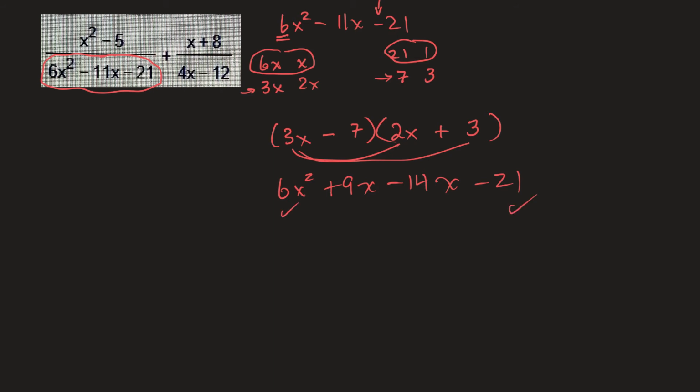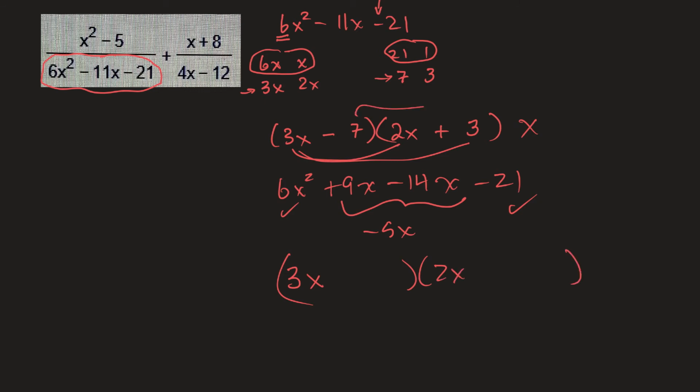I always know I'm going to get the first and last term. It's just these two here where I have to worry about it. So 9 take away 14 is a minus 5x, which is not the 11x. Therefore, my guess here was wrong. I'm not going to scribble it out because when I guess again, I want to make sure I don't guess that same one.